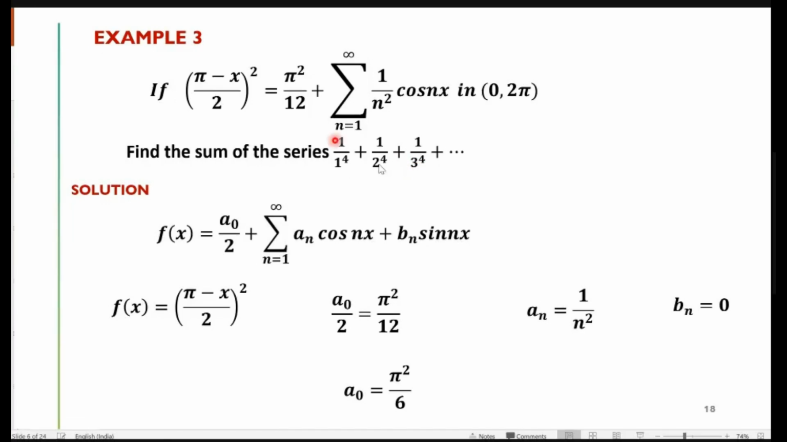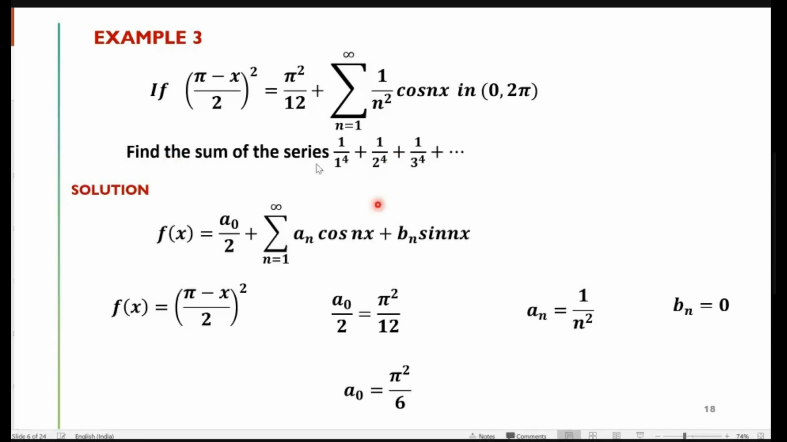But here, summation n varying from 1, we have 1 upon n square, and then we have to calculate the square of a_n, or 1 upon n raised to 4. That is why we have to apply the Parseval's identity. So here you need not find the Fourier series. Fourier series is already given to you. We have to find the sum of the series.